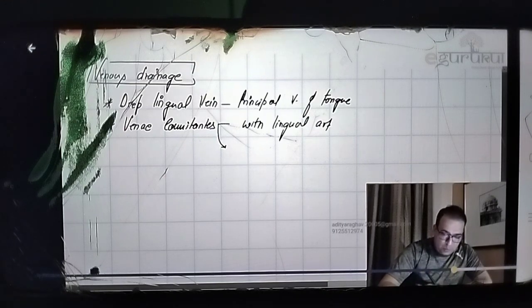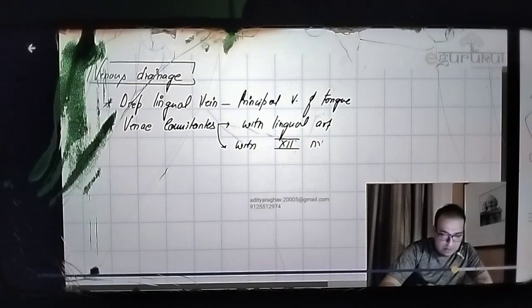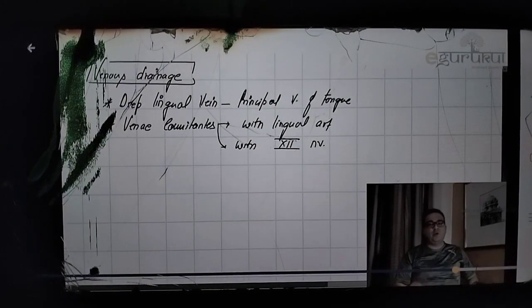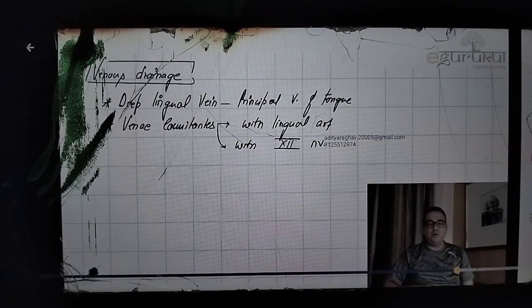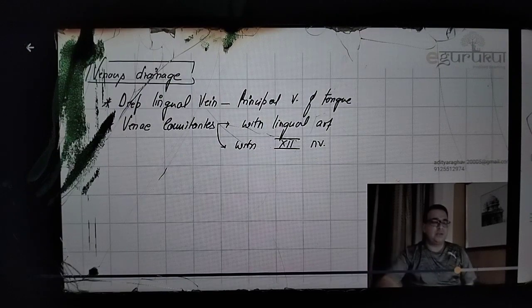But surprisingly, we have some venae comitantes which are running along with the hypoglossal nerve also. Again, this is something I told you in the relations of the hypoglossal nerve: it runs superficially, and there are two venae comitantes running along with it. Generally, you don't see venae comitantes with a nerve, but yes, here along with the hypoglossal nerve, you will see the two venae comitantes are also present.